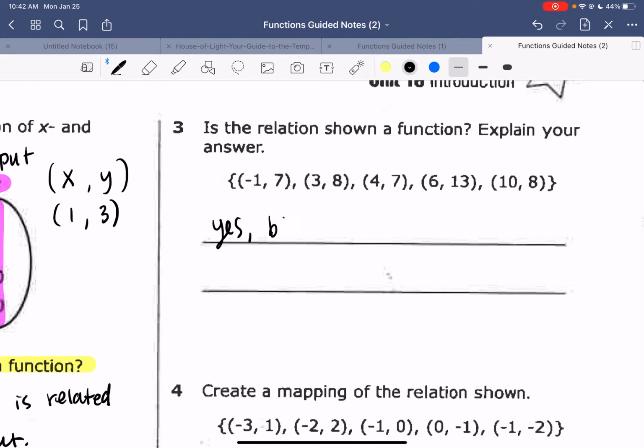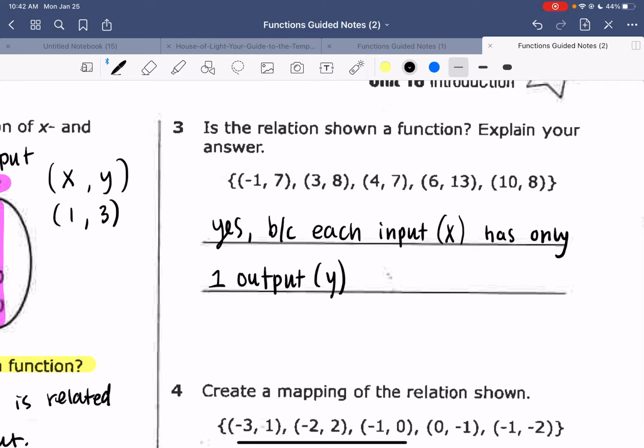So here we have yes, because each input, which we have to remember are our x values, has only one output, which are our y values. Okay.